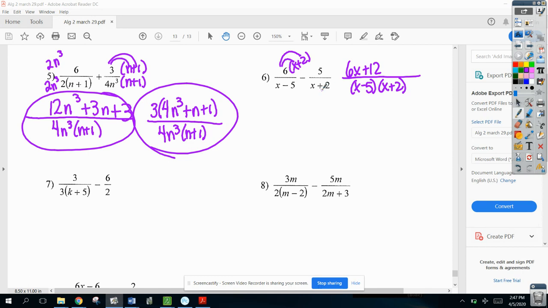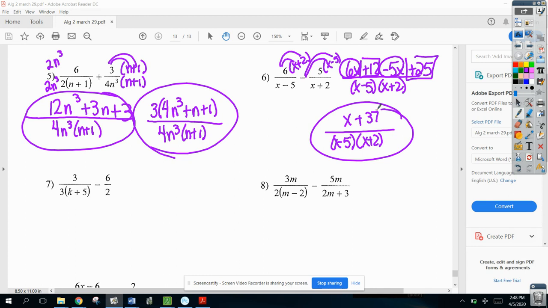This guy has the x plus 2. He needs the x minus 5. Make sure when you do this that you take negative 5 when you distribute it. So negative 5 times x is negative 5x. Negative 5 times negative 5 is positive 25. Add like terms. You have 6x minus 5x gives you x. 12 plus 25 gives you plus 37, all over x minus 5 times x plus 2.